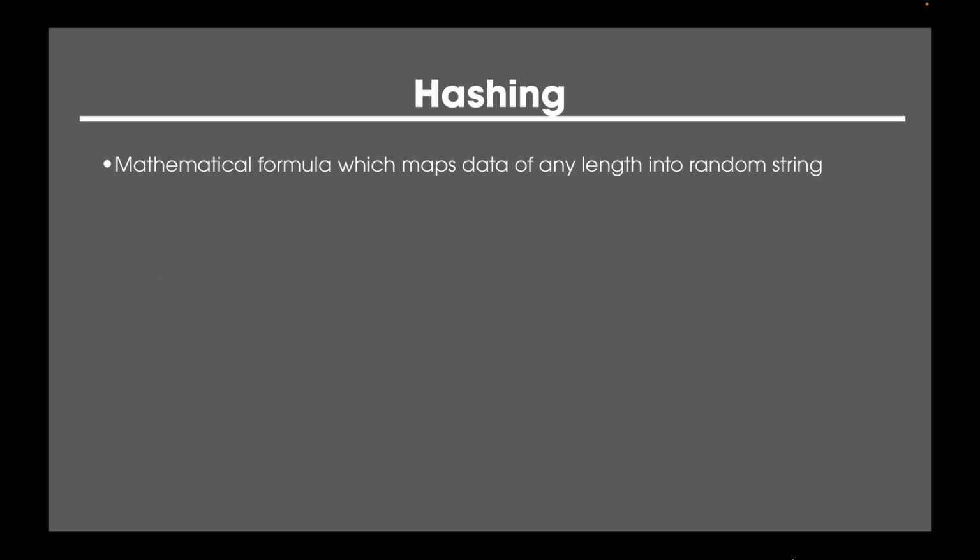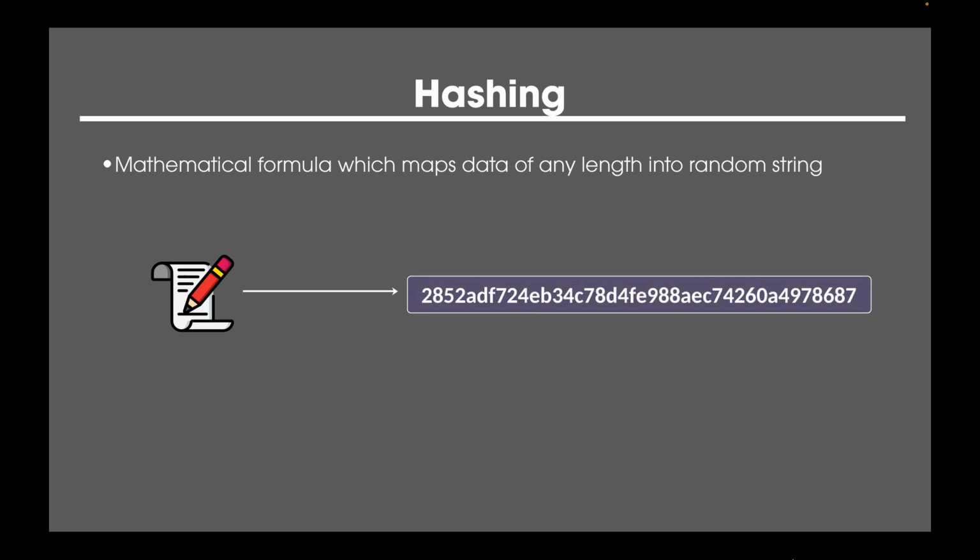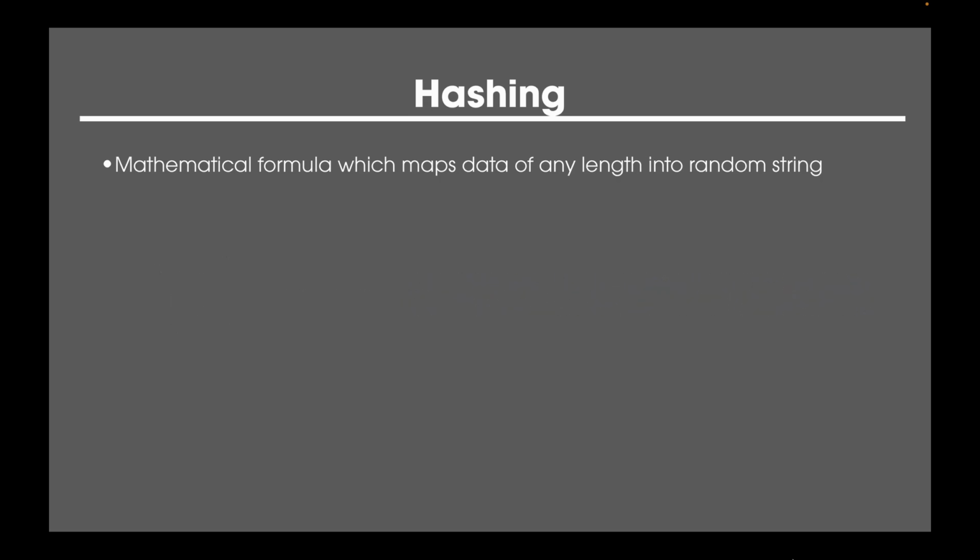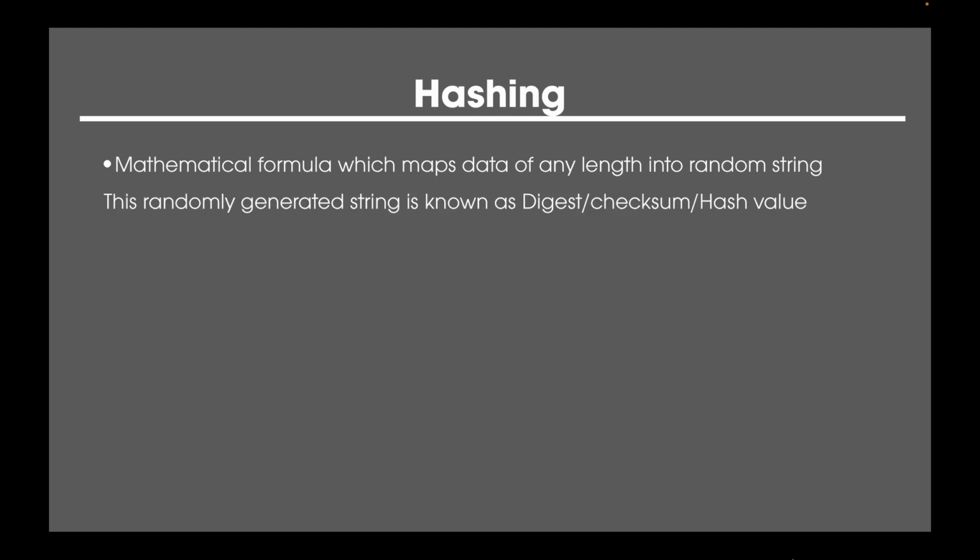Finally, if we input multiple pages of content, the hash function will still produce a fixed length sequence regardless of the input size. This randomly generated output of fixed length sequence of characters is known as digest or checksum or hash value.